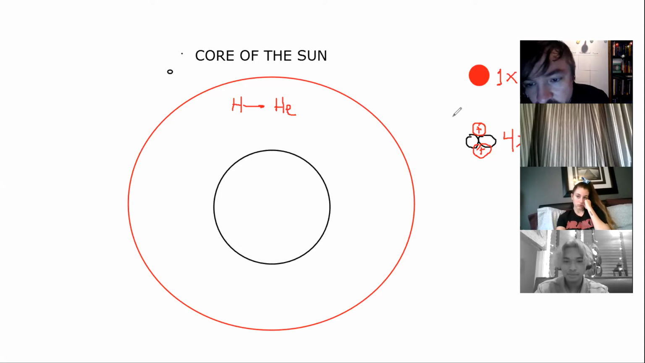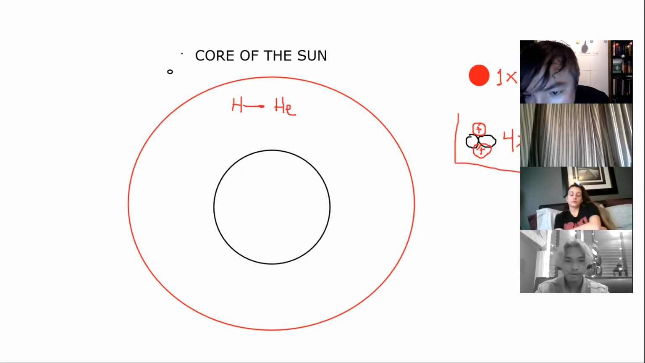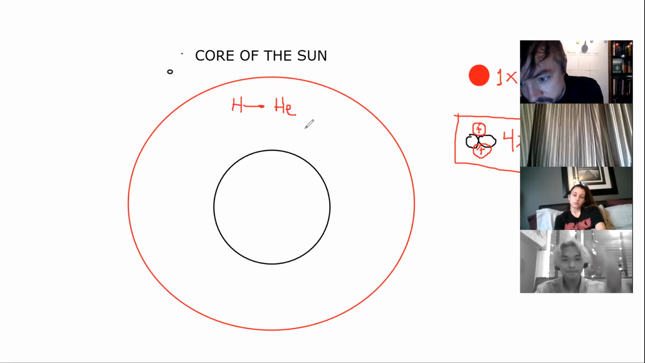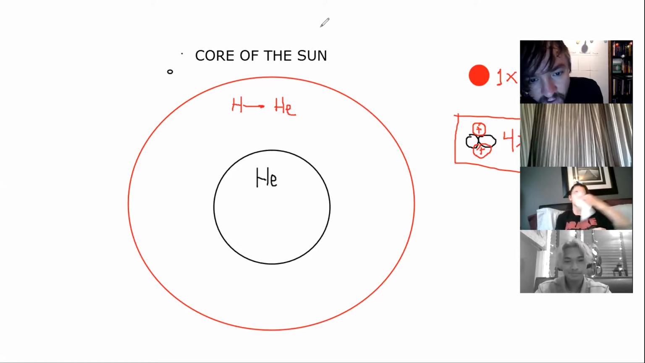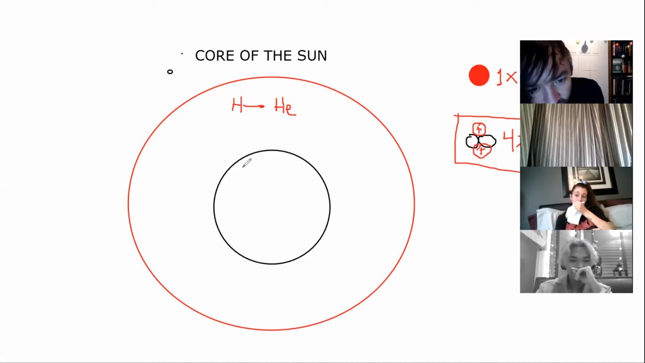Here, my friends, our helium nucleus is 4 times denser than hydrogen. What is it going to do? It's going to sink towards the core of the star. So the interior of the core of the star is sometimes called an inert helium core.